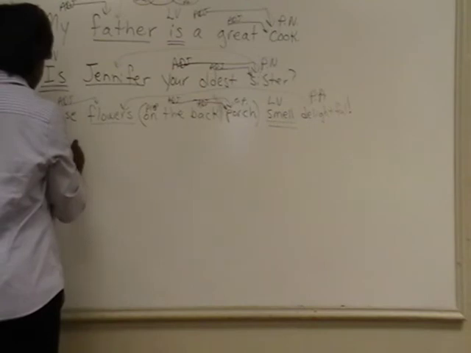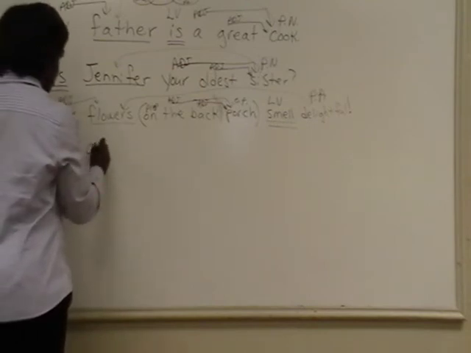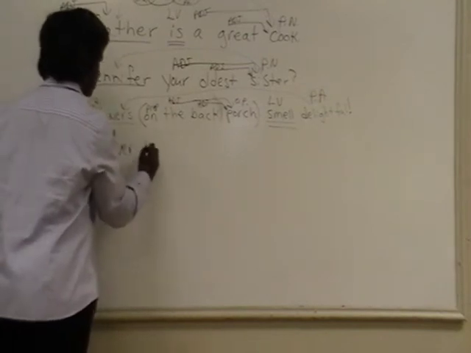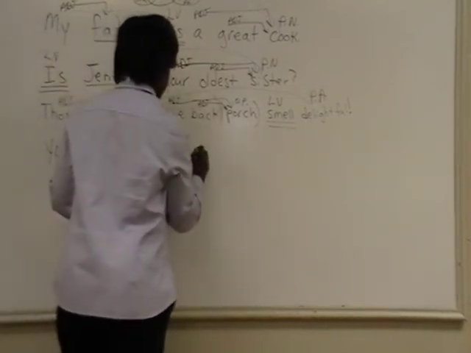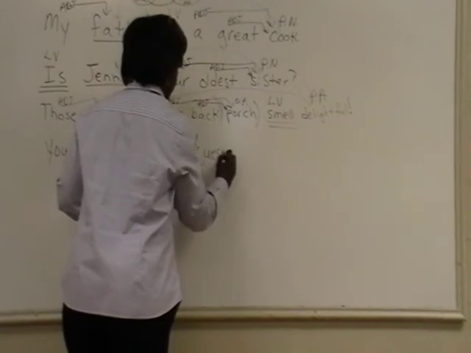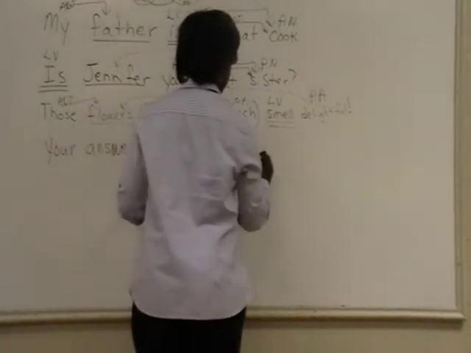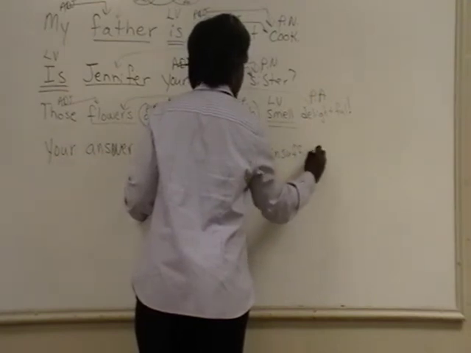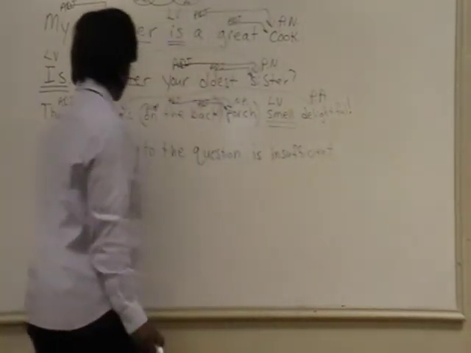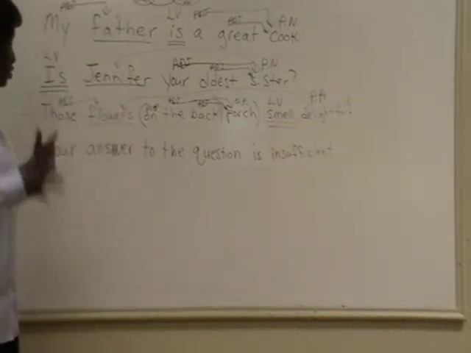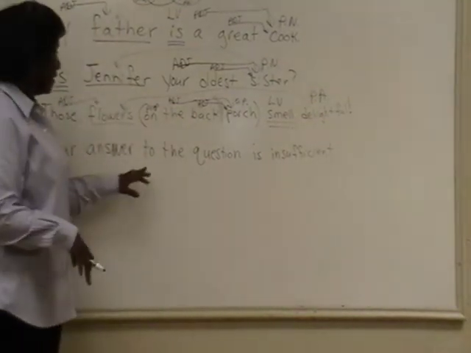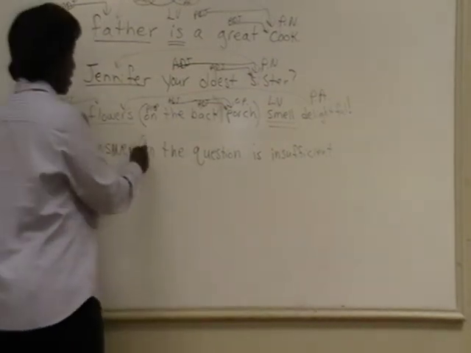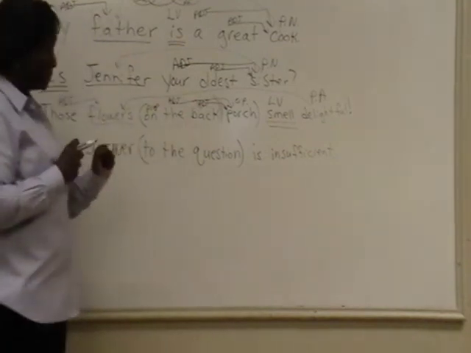Your next sentence, your answer is insufficient. Let's throw a prepositional phrase in there. Your answer to the question is insufficient. Just like to throw a prepositional phrase in there, so you can just throw stuff in there whenever you're ready. We're looking for conjunctions, no conjunctions. But you do have this prepositional phrase that we just threw in there.